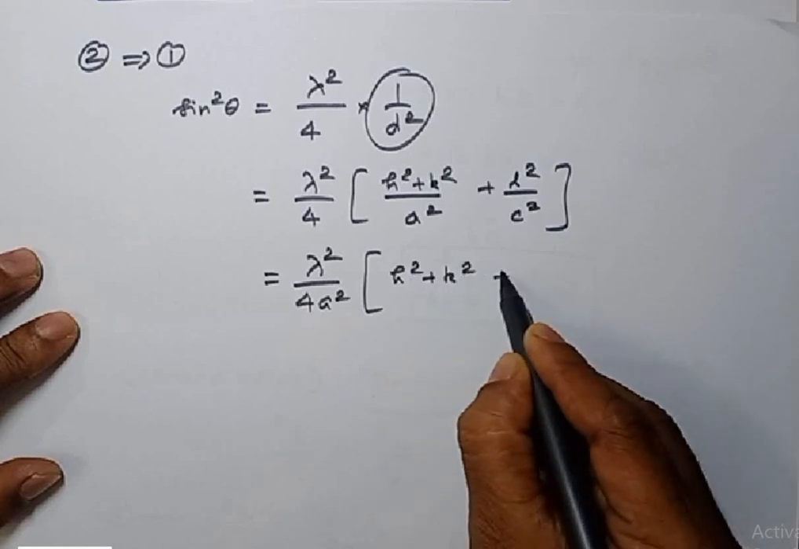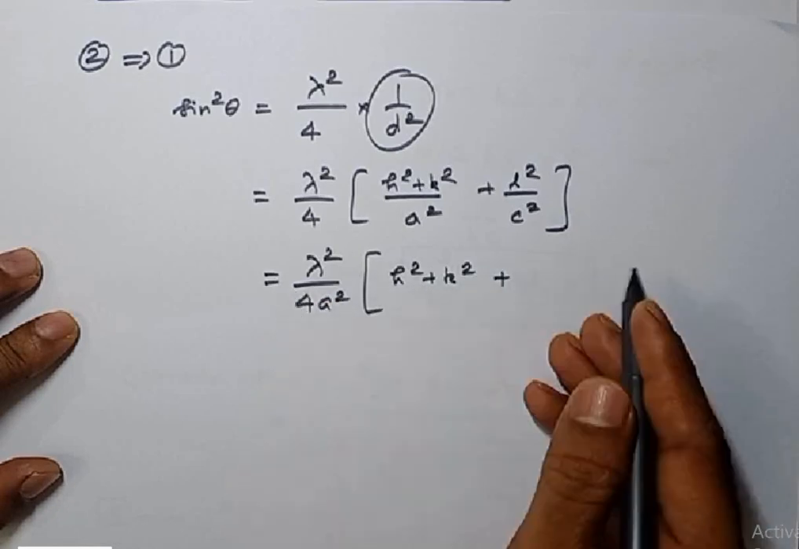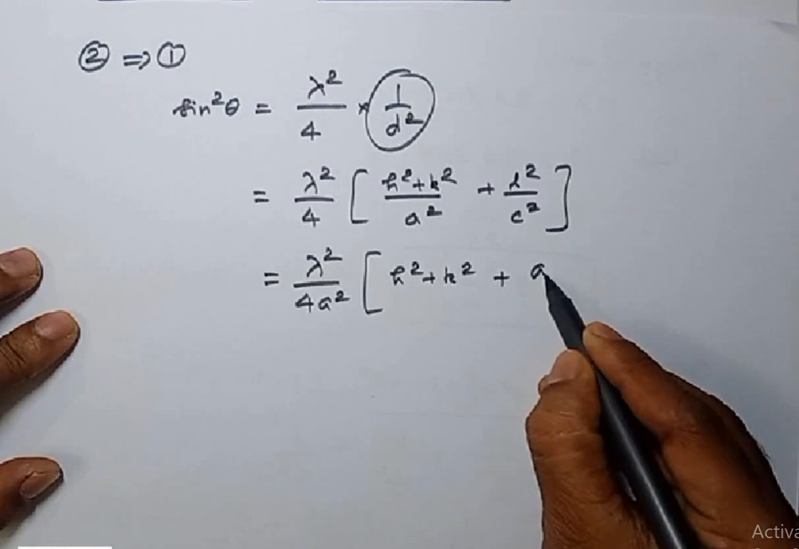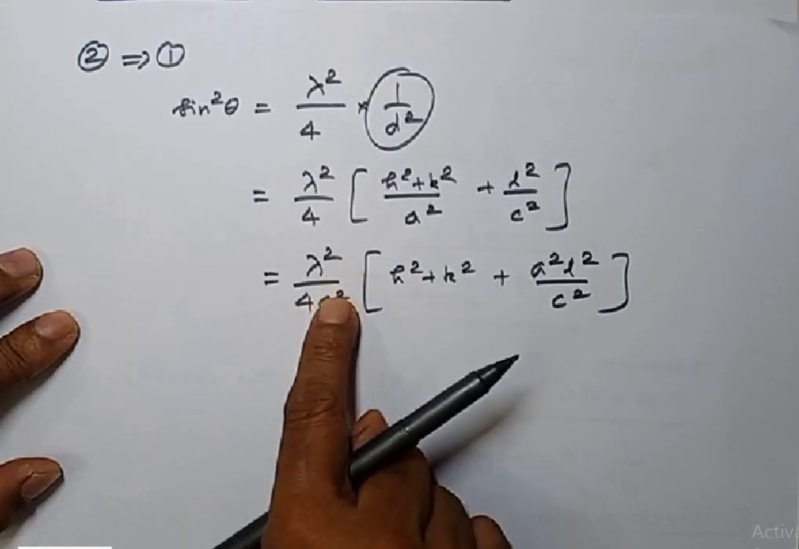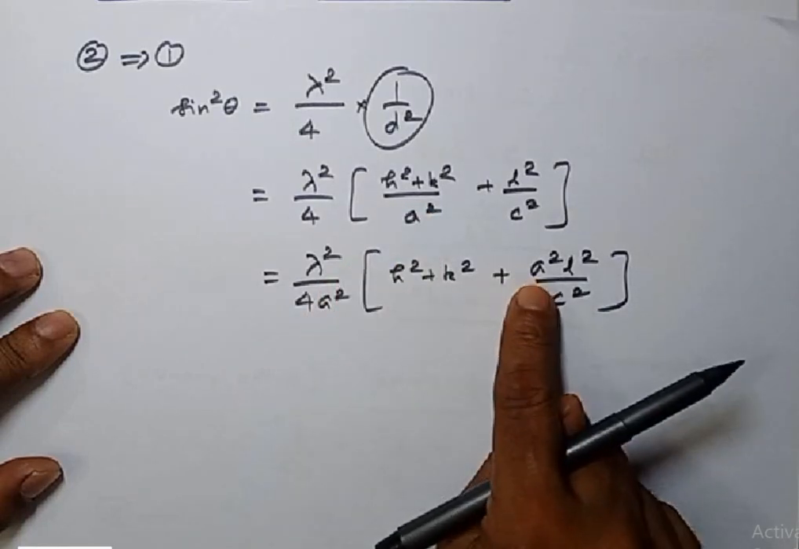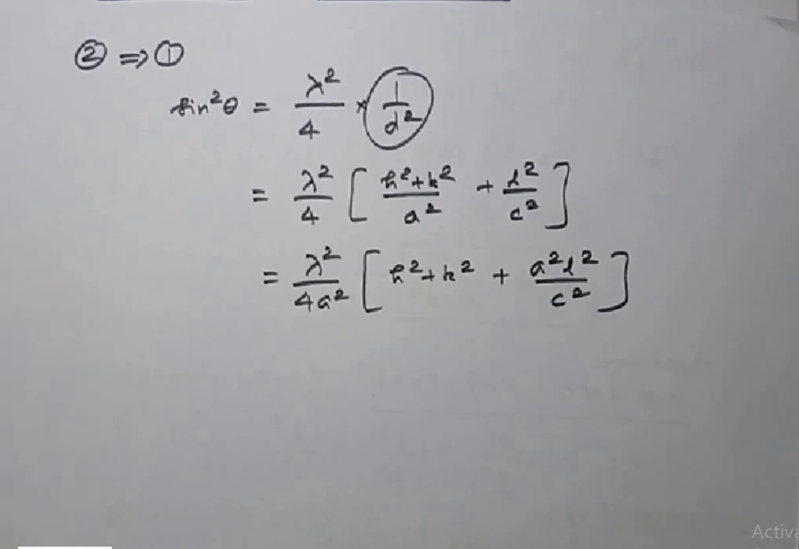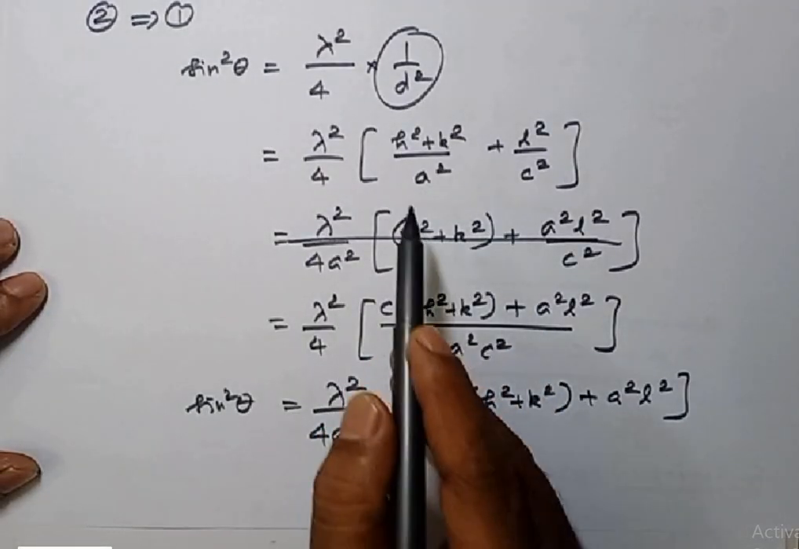And what will happen here is that, to maintain this equation as such, I'll multiply this by a square, l square by c square. Now, if I multiply this 1 by a square inside, I'll get this. If I multiply 1 by a square cancel, I'll get this. Okay? Is this clear? Just check it. I'll just explain that. See what I did.